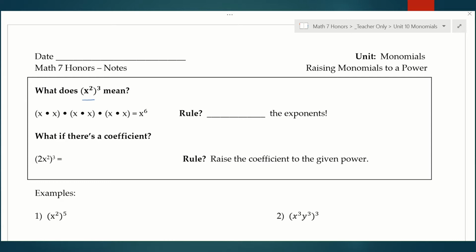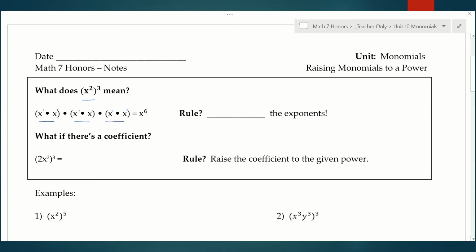Well, if I write that in expanded notation, x squared looks like x times x. And so if I do that three times, I have what looks like x times x times x times x times x times x, which would equal x to the sixth. And I know that because when I multiply, I add my exponents together.